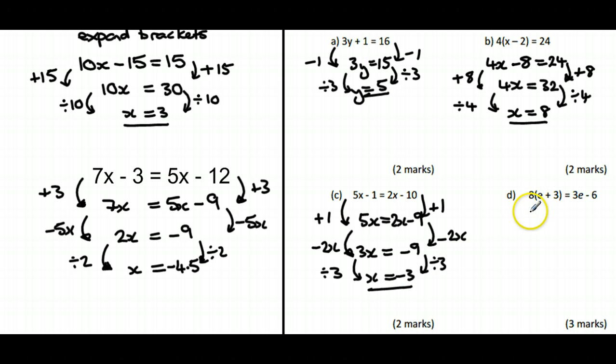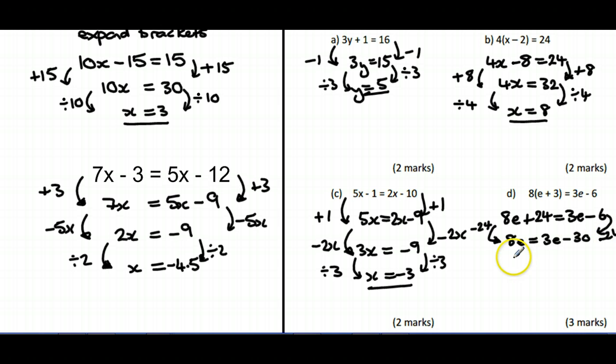Right, final one. First thing I'm going to do is expand the brackets. So we've got 8e plus 24 equals 3e minus 6. My two options then are take away 24 or take away 3e. I'm going to start by doing the numbers. So 8e equals 3e, and if I take away 24 from already negative 6, I've got minus 30. Now I'm going to take away my 3e, leave me with 5e equals minus 30.